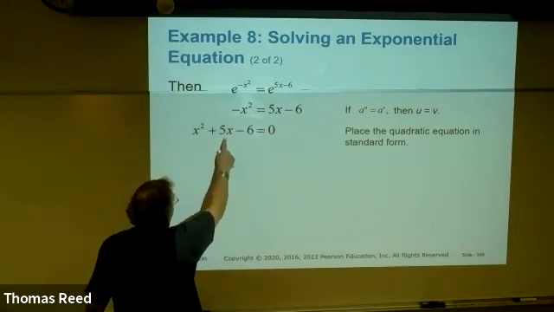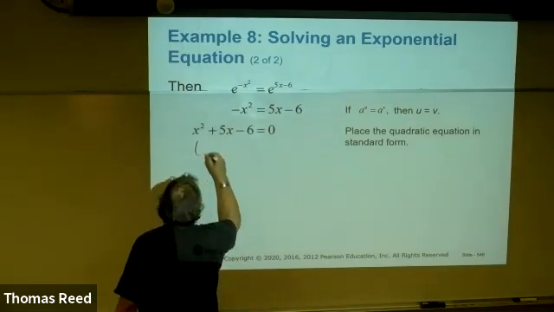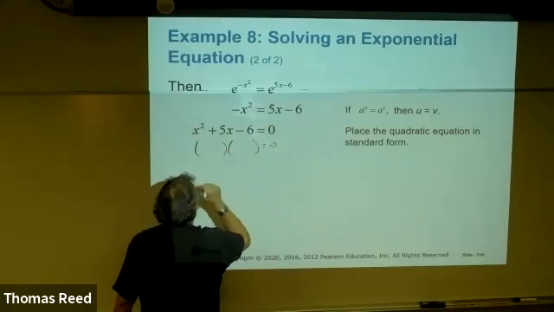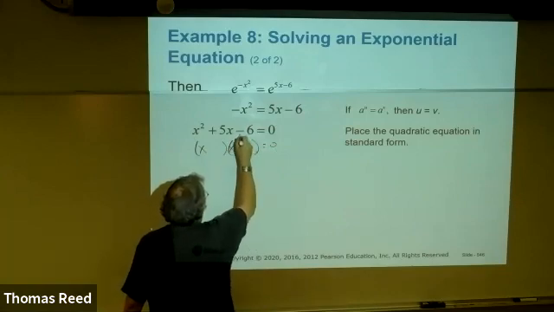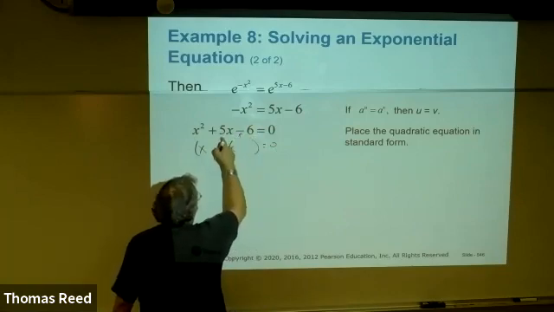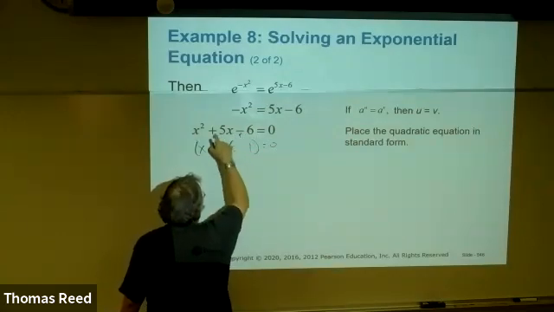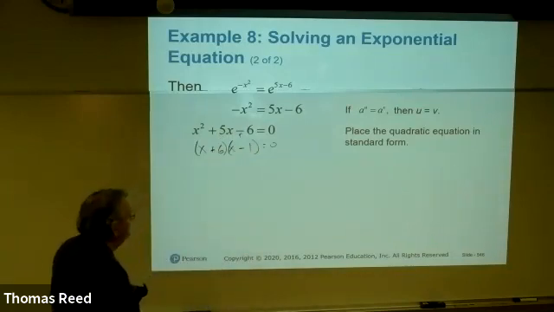So I can factor this. This should look familiar. Leading coefficient is 1, so it's going to be an x and an x. The factors of 6 that subtract to 5, well, that's 6 and 1. 6 minus 1 is a positive 5, so that's the signs. Plus 6 minus 1.